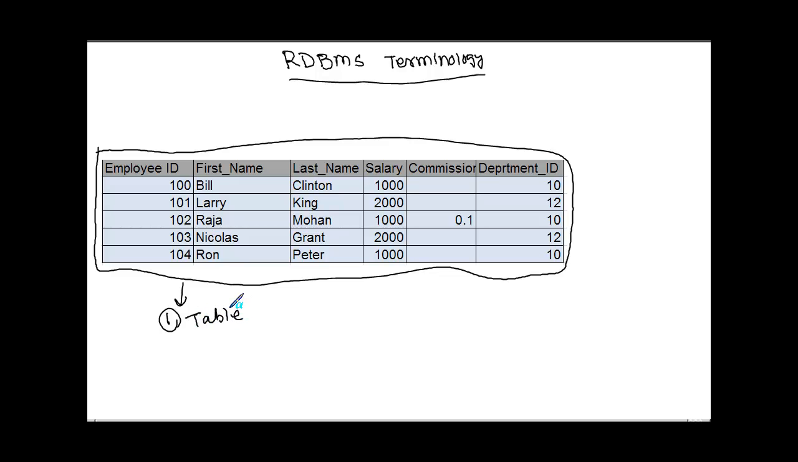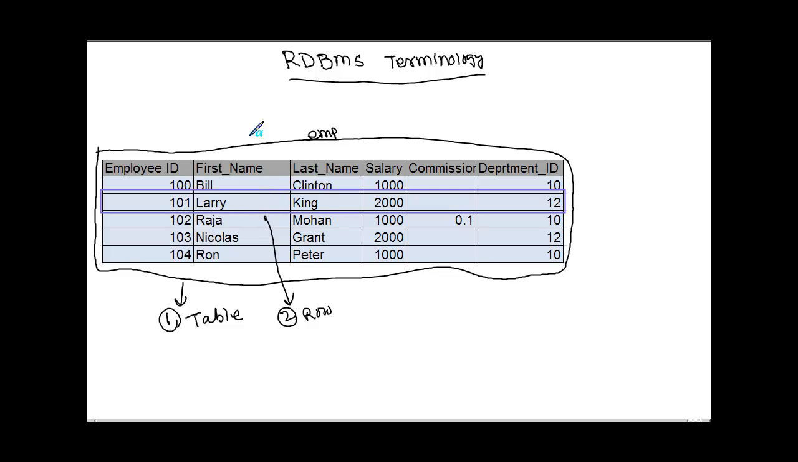A table essentially stores data about a very specific subject. In this case, we store everything about EMP. About the employee, we store his employee ID, first name, last name, salary, commission, department ID, etc. And if you see, we call this a row. Whatever I selected here, we call this a row. Essentially, a row gives you complete information about an employee.